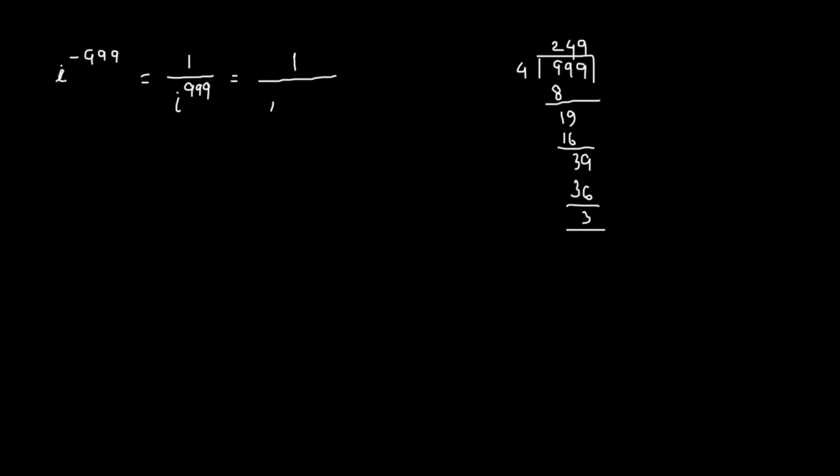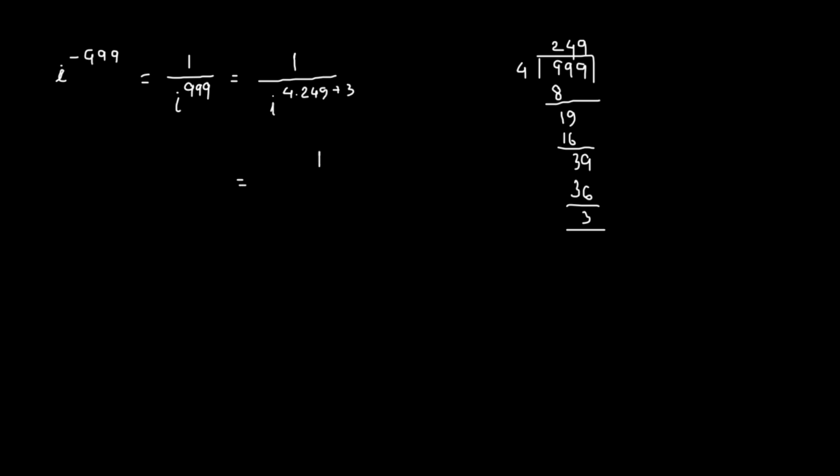Let's say we have i raised to the power negative 999. So this can be rewritten as 1 over i raised to the power of 999. Now let us divide 999 by 4. 4 times 2 is 8. This is 19. 4 times 4 is 16. We have 3. The 9 comes down. And then 4 times 9 is 36, which leaves us with a remainder of 3. So that means we can rewrite i raised to the power 999 as 4 times 249 plus 3.